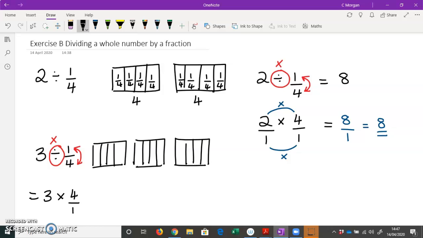If I'm multiplying fractions, I'd like them both written as fractions, so 3 is the same as 3 over 1, and 3 times 4, of course, is 12, and 1 multiplied by 1 is 1. I know that 12 divided by 1 is 12, so my answer makes sense.